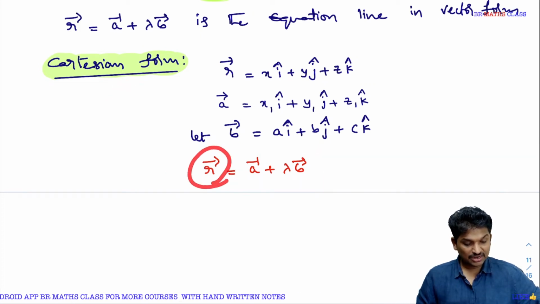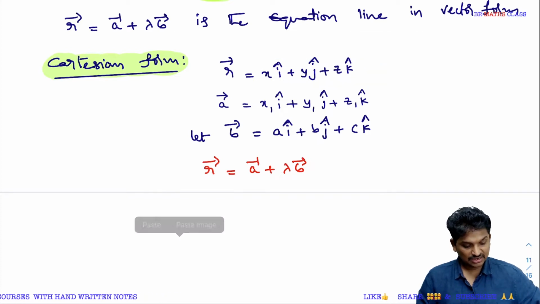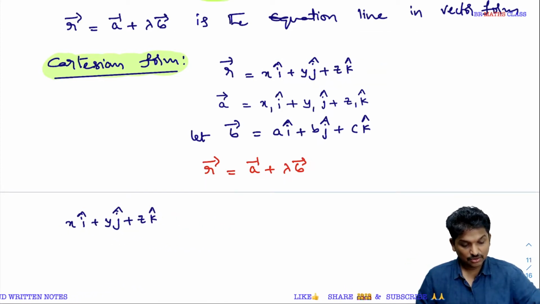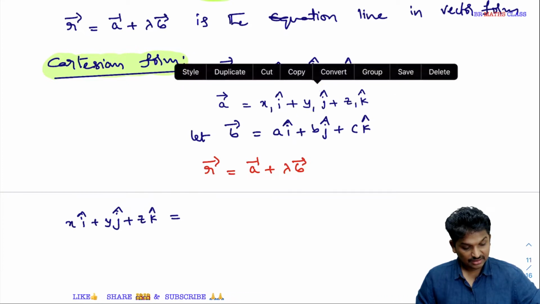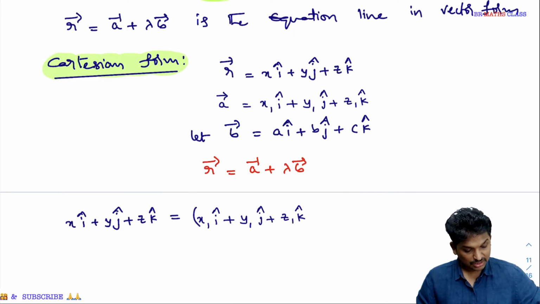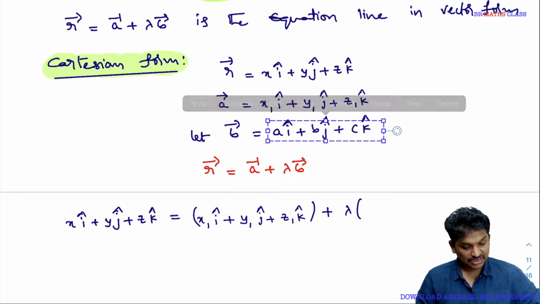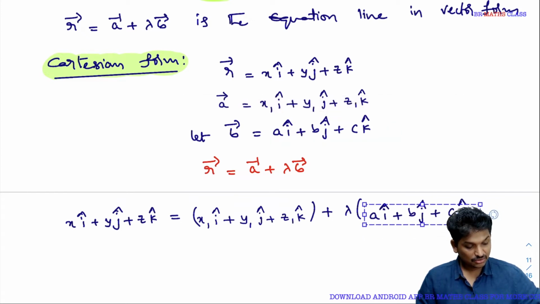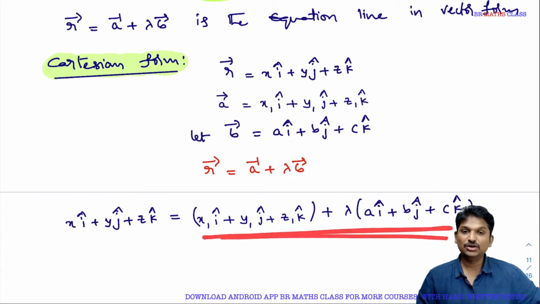Okay, what is R bar? Look here, xi cap plus yj cap plus zk cap. In place of R bar you write that one, equal to A bar. A bar is this one, right? Write that one: x1 i cap plus y1 j cap plus z1 k cap. R bar equal to A bar plus lambda times B bar. What is B bar? It is there here. They'll give this B bar in the question, right? Copy. Okay, now a little bit of simplification I will do this side.